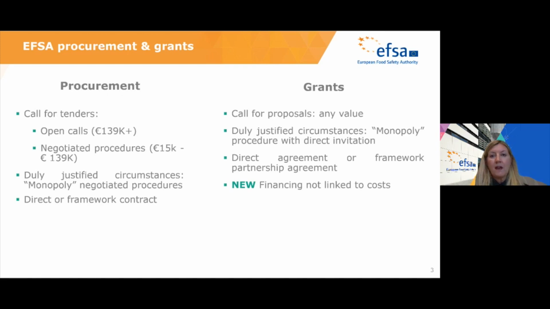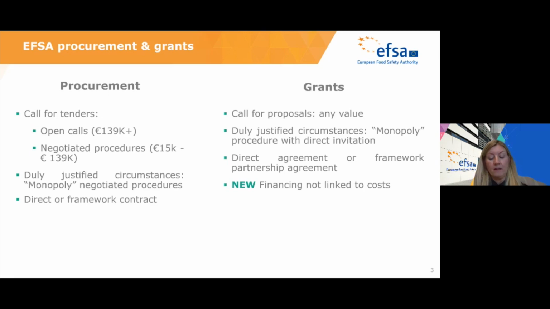Now, usually with grants, there's always the principle of co-financing and also no profit. So EFSA would pay a share of the costs and the beneficiary would pay a share of the costs. Now, in the 2018 financial regulation revision, they introduced a new form of grant, which was called financing not linked to cost. And that form of grant actually focuses on the output and the deliverables, which need to be very clearly defined at the outset in the call for proposals.